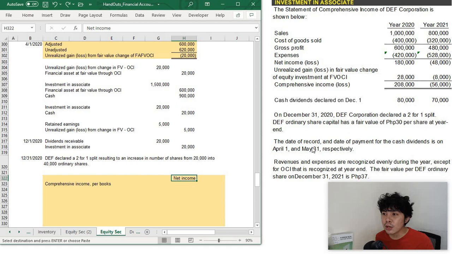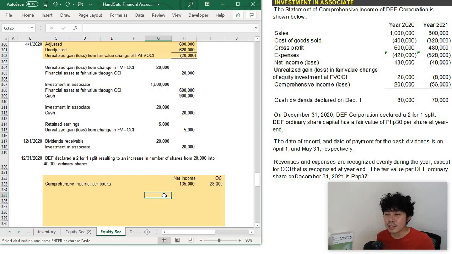And since sabi niya rito, revenues and expenses are recognized evenly during the year, pwede nating i-prorate tong 180,000 times 9 months divided by 12 months. So that is 135,000 pesos. Tapos, yung OCI niya na 28,000 pesos. So that is 28,000 pesos. So, ito yung ating comprehensive income for 9 months. Yun nga lang, yan ay based sa kanyang libro, per books. So, pag mag-increase ang equity ni associate, ito yung gagamitin niya mga amounts. At yun yung gagayahin nating increase.